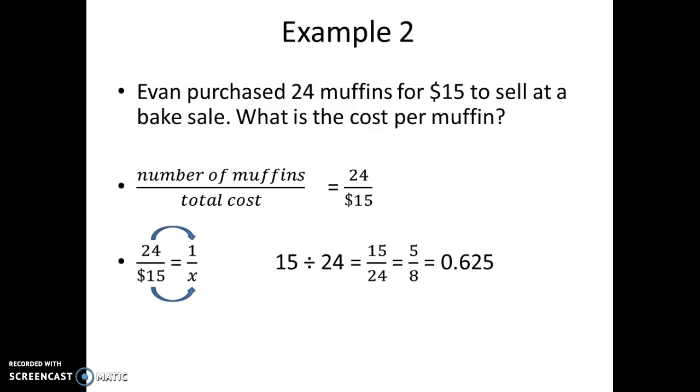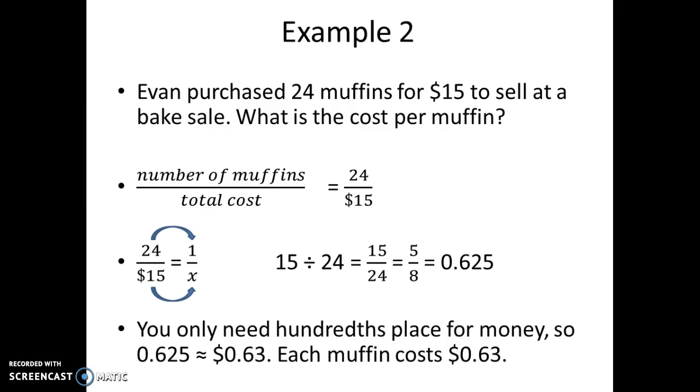So 15 divided by 24 can be simplified to 5/8, which would be 0.625. I can get that by either scaling up to 1,000 or simply dividing. Since we need an amount of money, that's not really an amount of money, because if we want money, we need the hundredths place only. So we would round up to 0.63, because the 5 in the thousandths place tells me I need to move up a place. So each muffin costs about 63 cents.